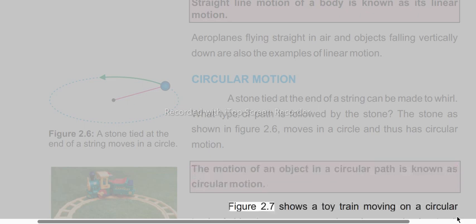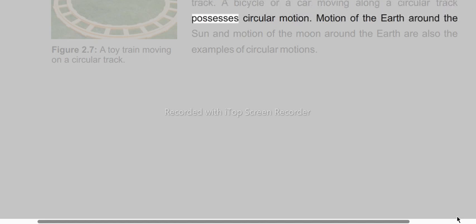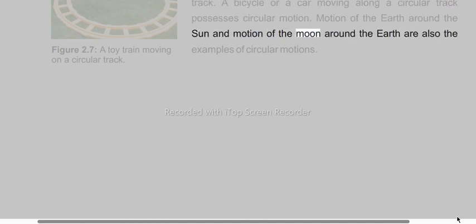Figure 2.7 shows a toy train moving on a circular track. A bicycle or a car moving along a circular track possesses circular motion. Motion of the Earth around the Sun and motion of the Moon around the Earth are also examples of circular motions.